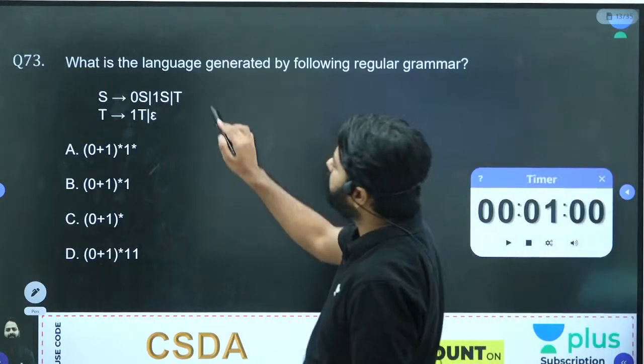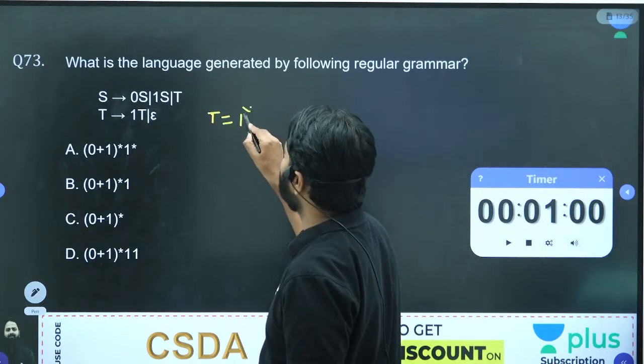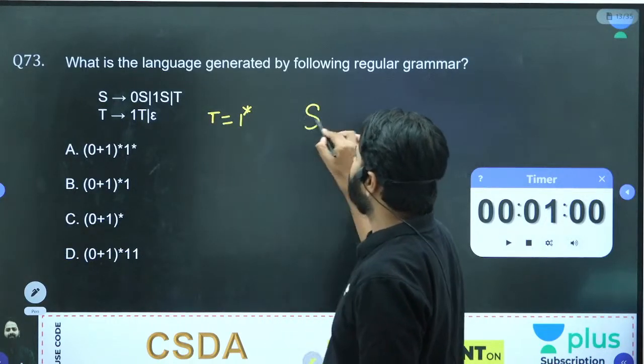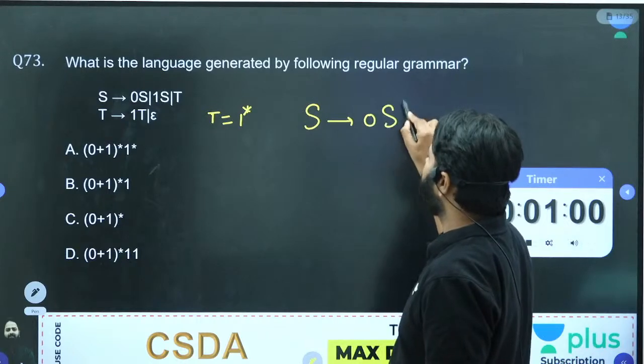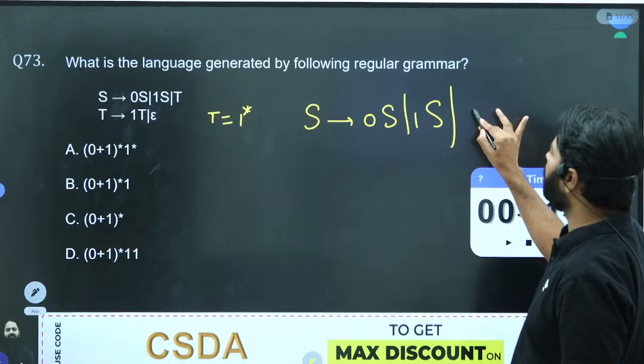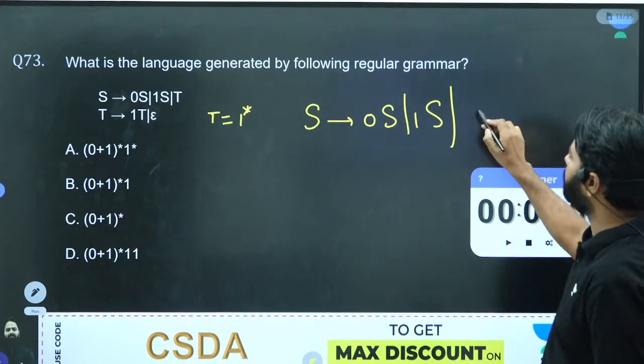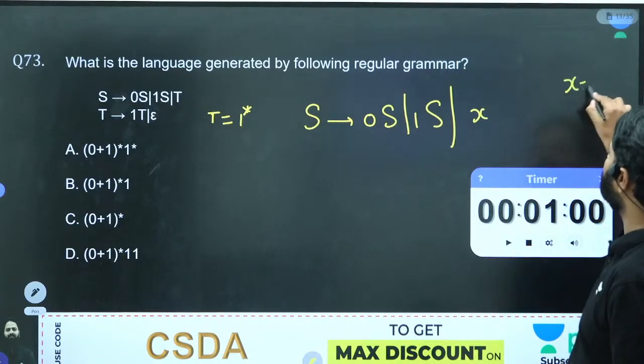You understood what it is? 1 star. And put in S, or 1s, something is there. Let's look at it: it's 1 star, right? You can write 1 star or whatever, x. You can also write x here. Assume that x is equal to 1 star.